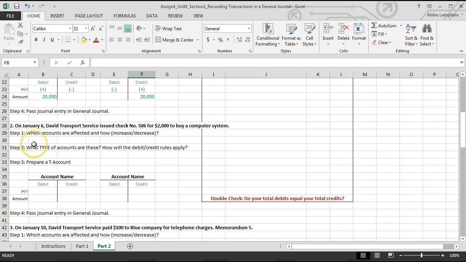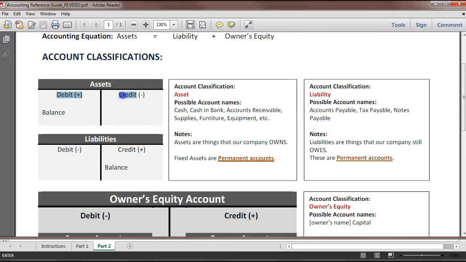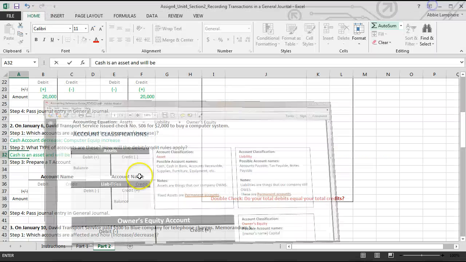All right. So on January 6th, we said we wrote a check for $2,000 to buy a computer system. Cash account is going to decrease because we're writing the check for $2,000 going out of our cash and going towards computer equipment, which is going to increase the value we have then in computers. What types of accounts are these? Cash, we know by now, is an asset account and will be, since it's decreasing, we look at our reference guide. It's going to decrease as a credit because it's an asset.